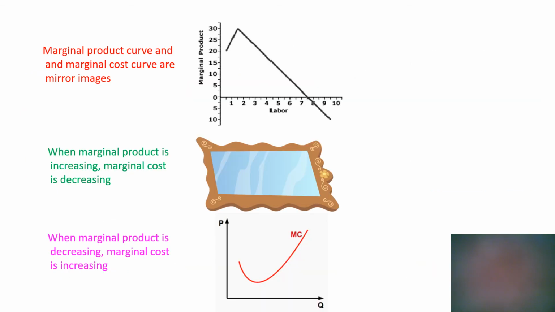Jumping back to our marginal product curve and our marginal cost curve, it's important to understand the relationship between those two. When marginal product is increasing, marginal cost is decreasing. When marginal product is decreasing, then marginal cost is increasing. So if you take a look at these two curves, where marginal cost is at a minimum, marginal product is at its peak.